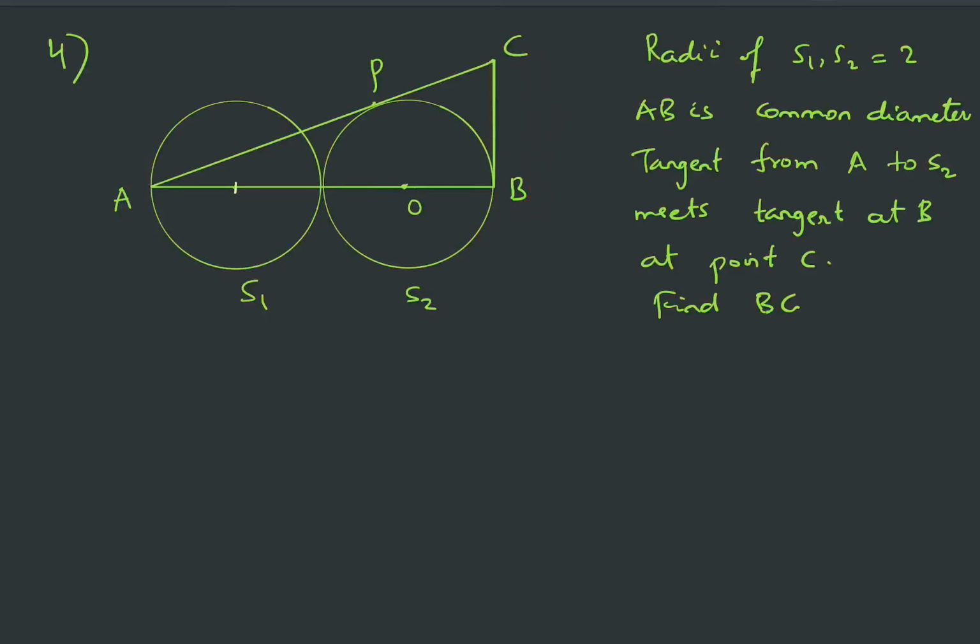Fine. So the radius is 2. Let us say this is the center of this circle. So this is 2, this is 2, this is 2, this is 2. So since this is tangent, this is perpendicular, and also OP is equal to 2. Fine. And since BC is tangent, this is also perpendicular.